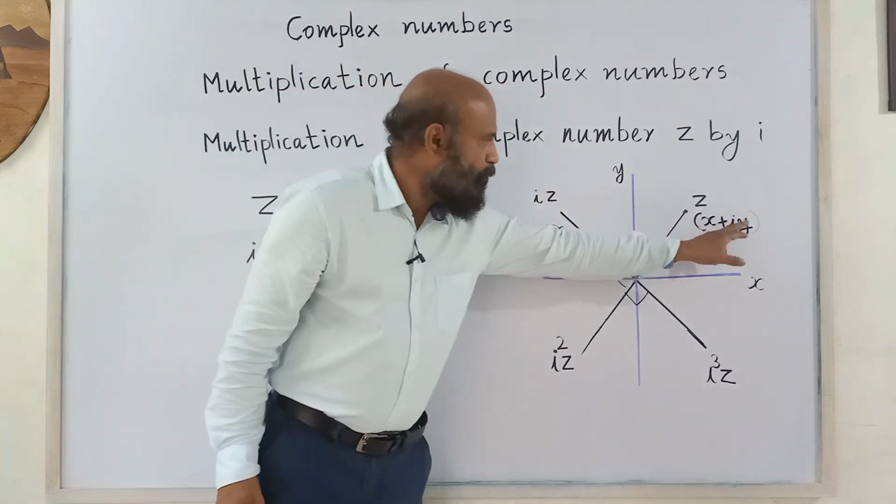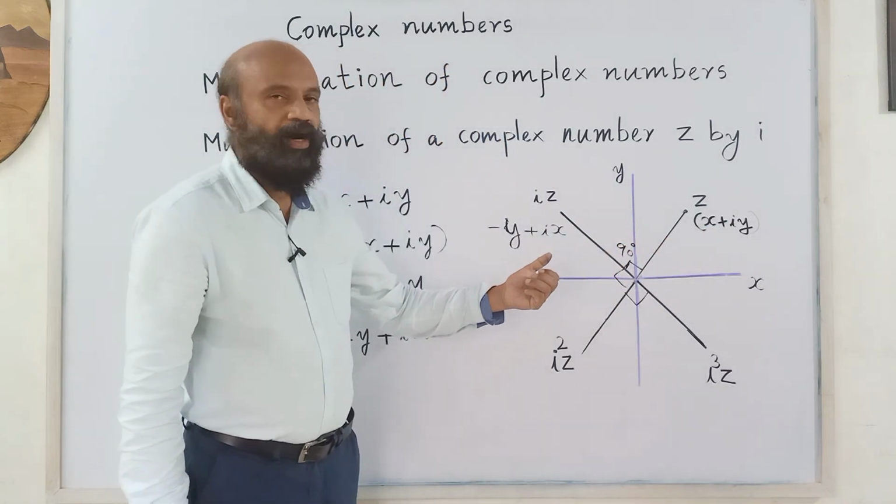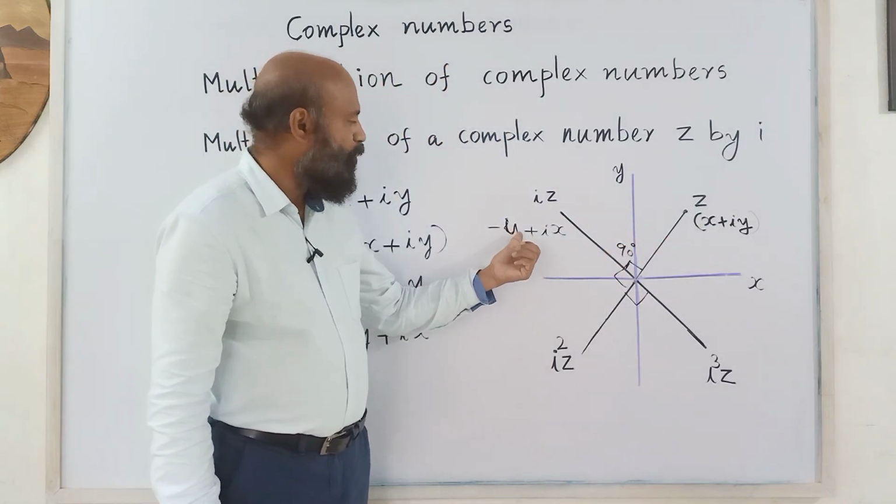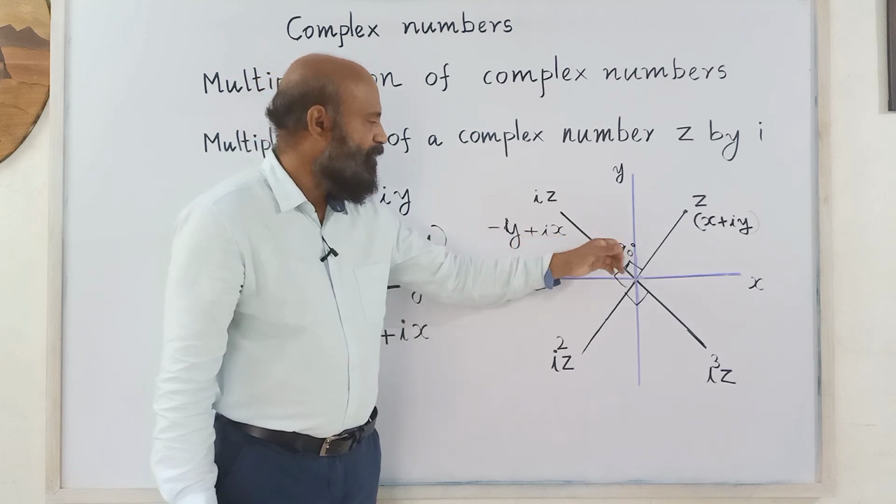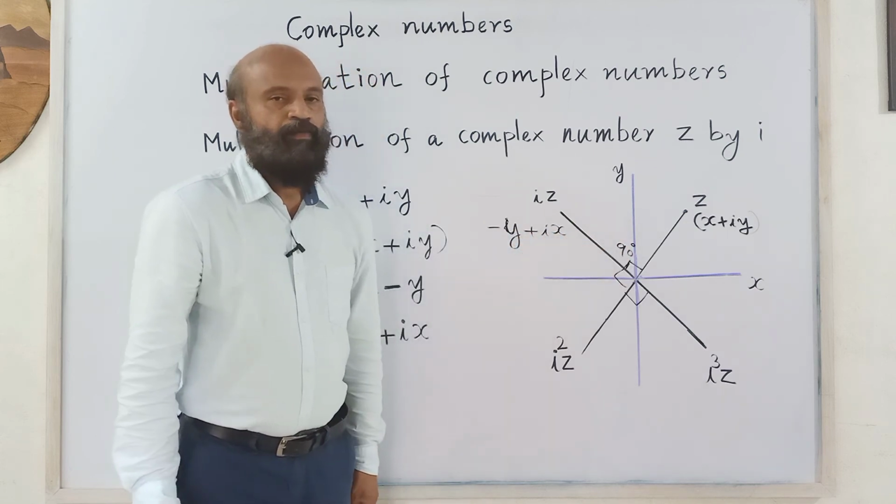Here it is x plus iy. After multiplying by i, it is becoming minus y plus ix. So it will be in the second quadrant.